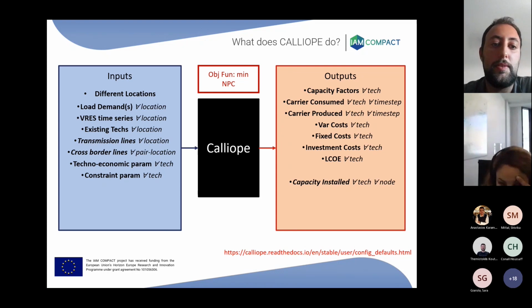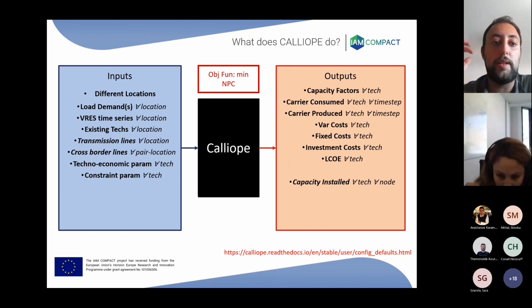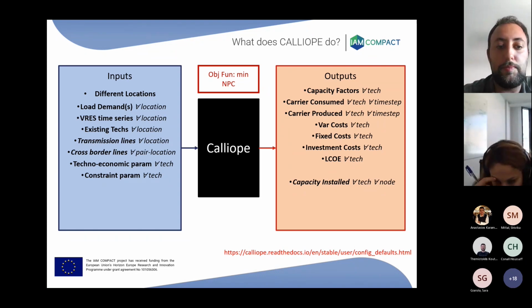Looking at the very simple black box of inputs and outputs that Calliope works with, as inputs, different locations are modeled as different nodes. Load demands need to be provided for all the locations, as well as the renewable energy sources time series, and the existing technologies available in each location, the transmission lines, cross-border lines. Of course, each technology needs to be characterized with techno-economic parameters.